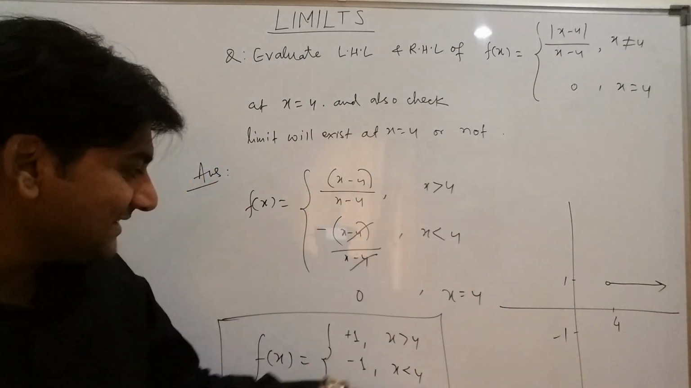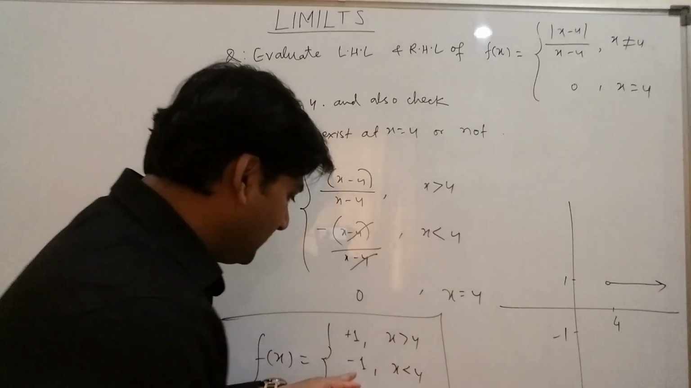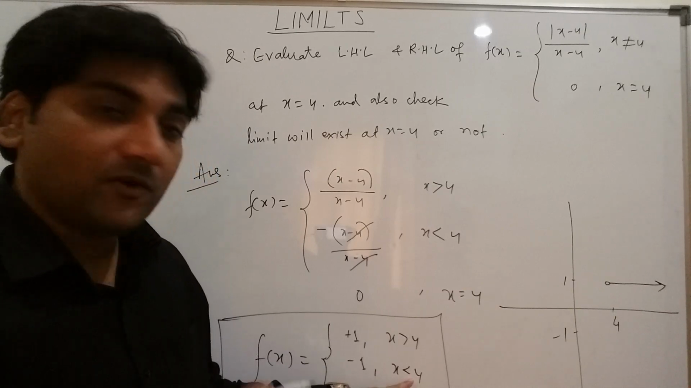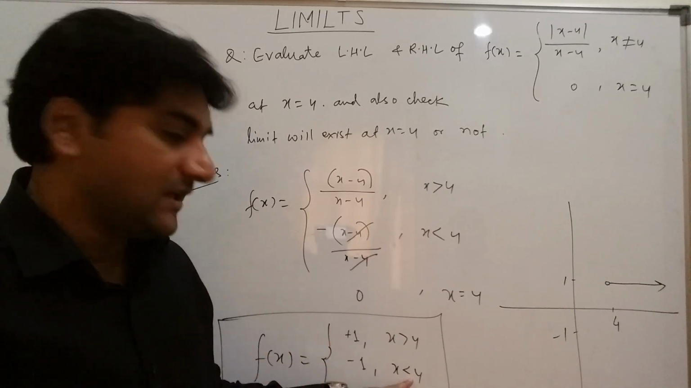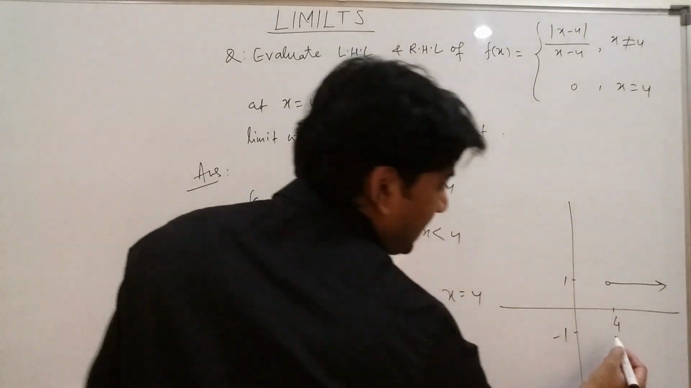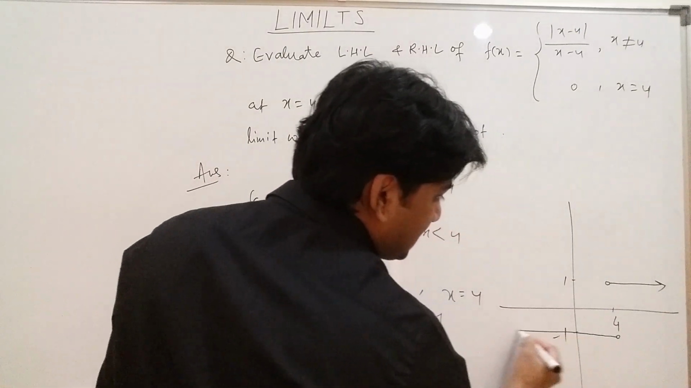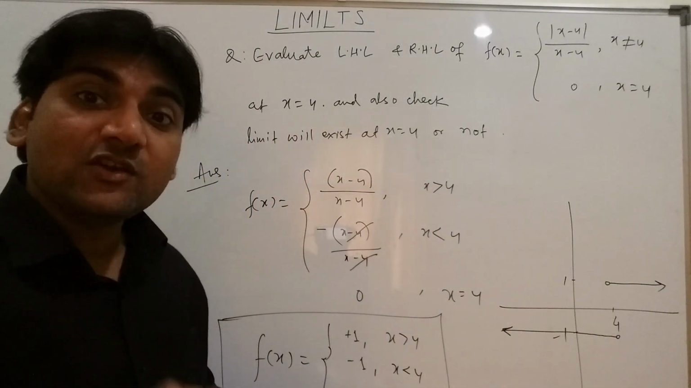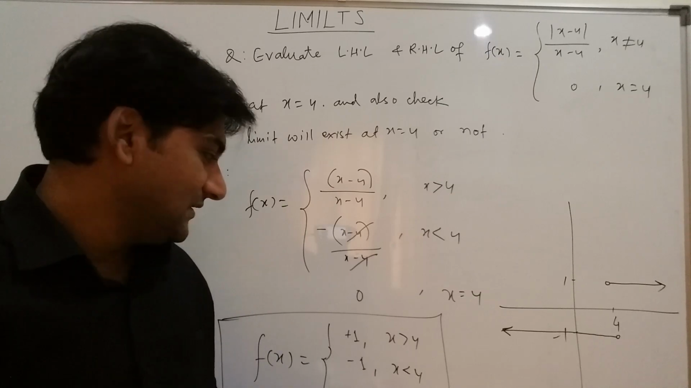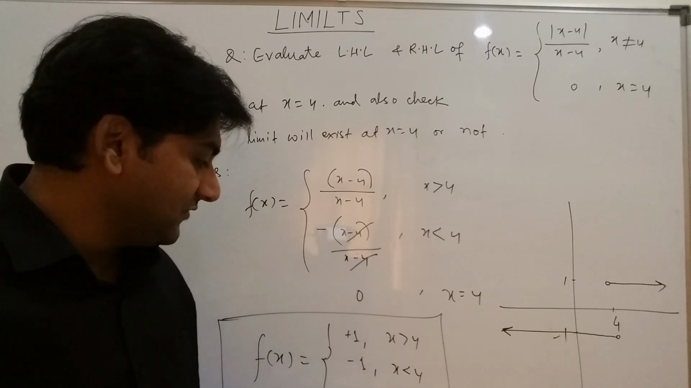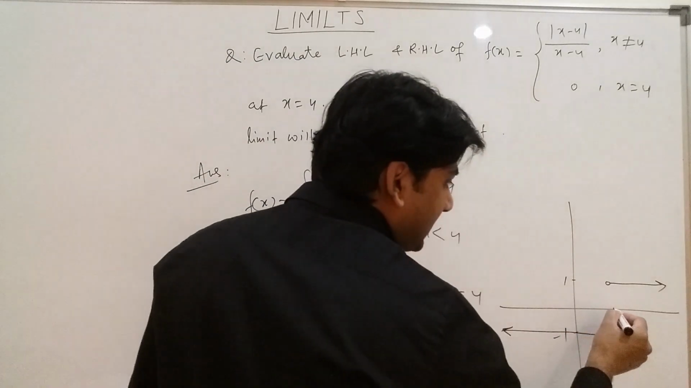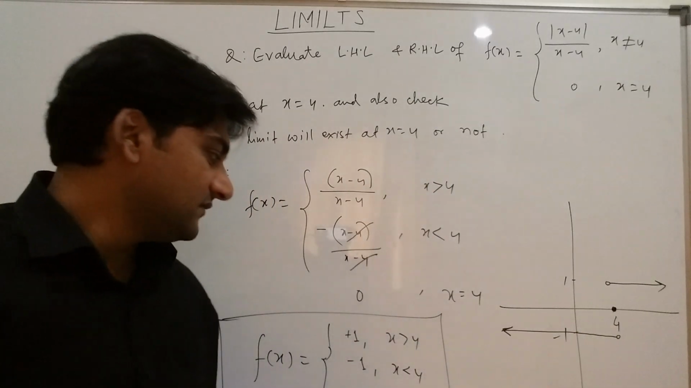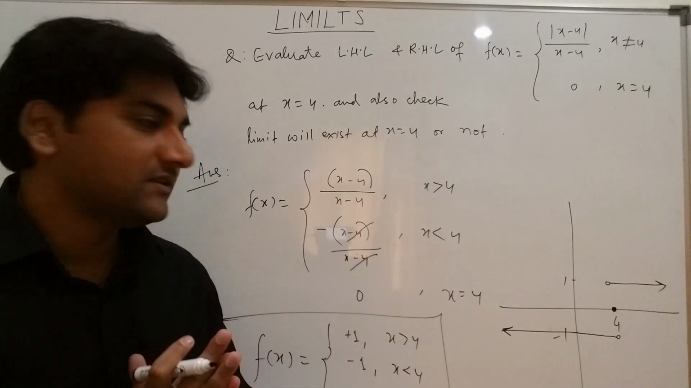When x is less than 4, then it is minus 1. Not exactly 4, this is just less than 4. So for all values of x smaller than 4, you will get minus 1. So this is minus 1. Again, a constant graph, right? By the way, when x is exactly 4, you will get 0. So you got this point. So this is the graph of this function f(x), right?